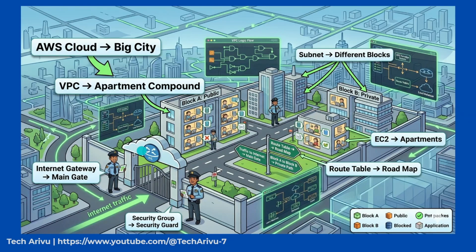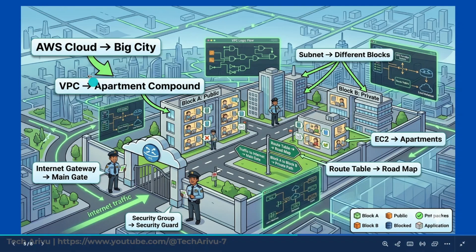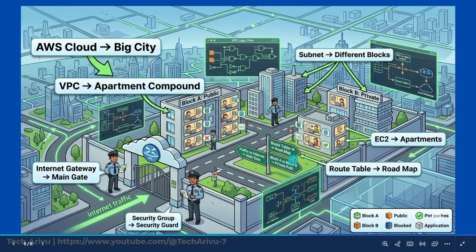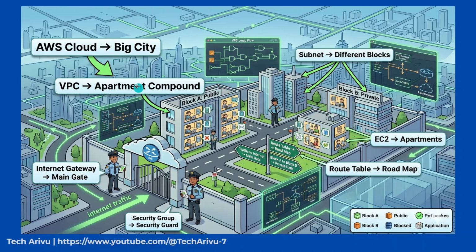So think of it like this: the big city is your AWS cloud, the whole city. So our VPC is like an apartment compound inside the AWS cloud. So this is our apartment compound, which is a VPC in this example. And inside our VPC, we will have a public subnet and a private subnet. Public subnet resources can communicate with the internet directly, and the private subnet resources are hidden from the internet. So the best practice is keeping databases in our private subnet.